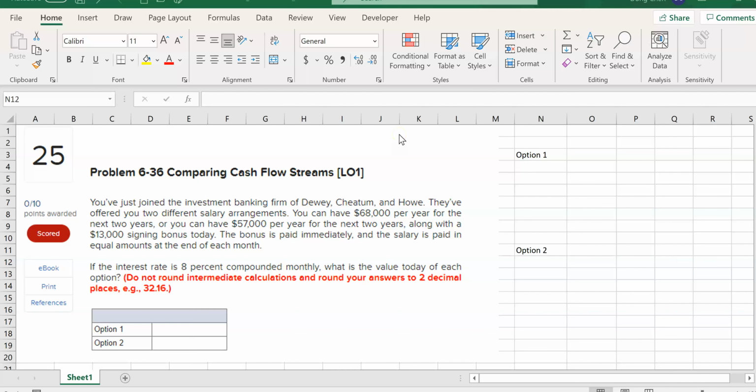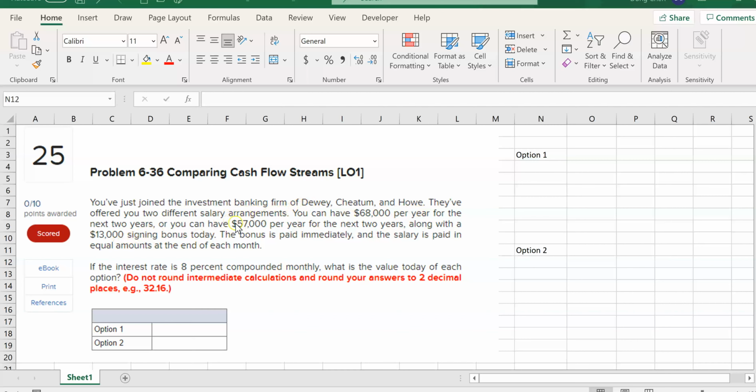This is question number 25 on the practice homework 2 for session 3 on the time value of money. So here we are provided with two salary options. One is that you can have $68,000 per year for the next 2 years. So that's option 1, the annual salary.